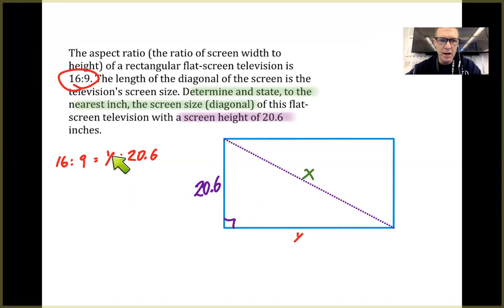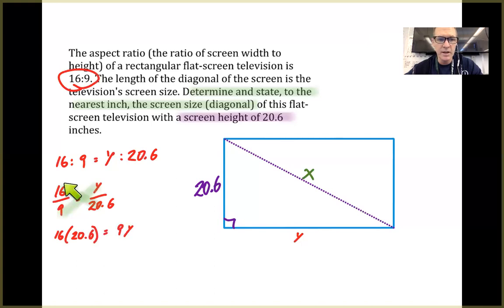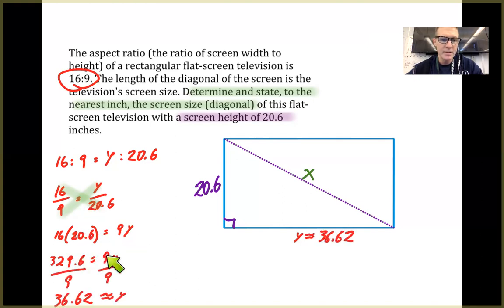I'm going to just call this y, another variable. And then what I can use is these ratios to figure this out, right? So 16/9 equals y over 20.6. Then I can cross multiply, and I get 16 times 20.6 equals 9 times y. All right, well, then I just need to multiply that, and I get 329.6. Divide both sides by 9, and you get 36.62.